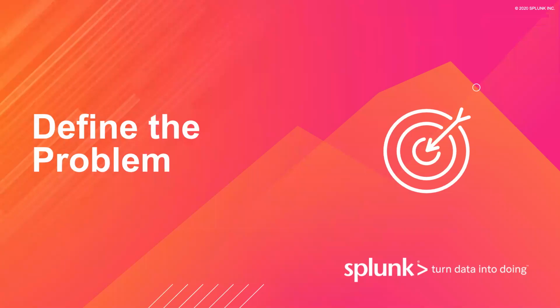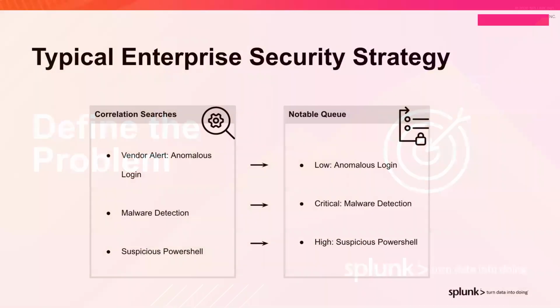So, defining the problem. What does the average Security Operations Center, or SOC, alerting strategy look like as it relates to enterprise security, what challenges are SOCs confronted with, and what are they left with at the end of the day? So, first of all, our typical enterprise security strategy might look something like this.